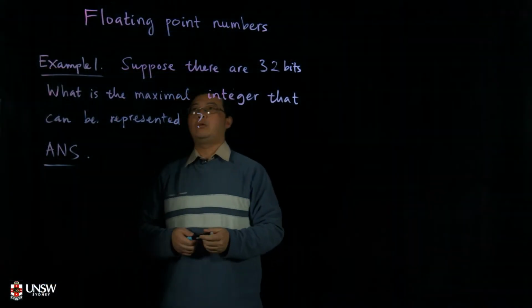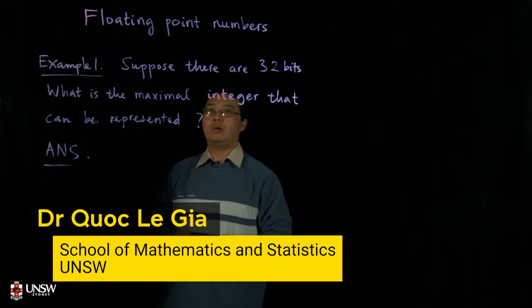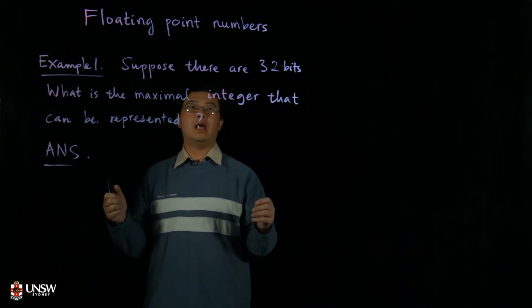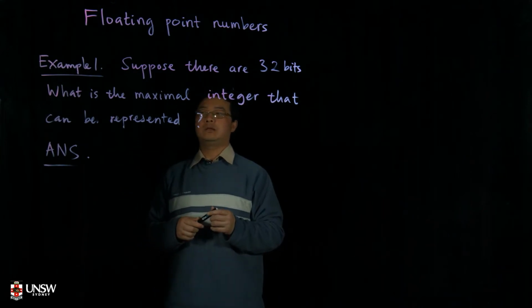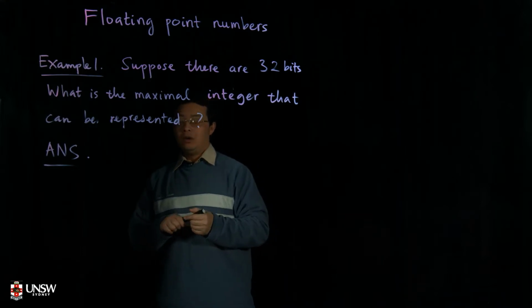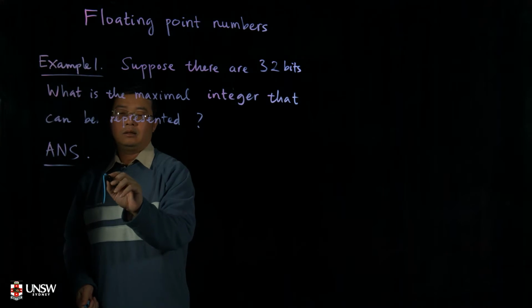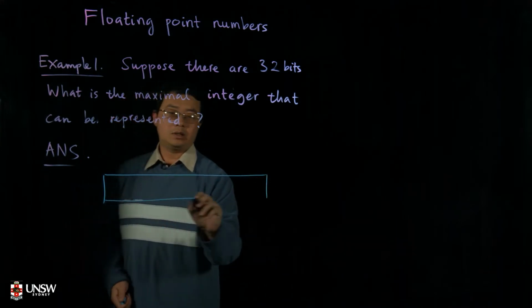Okay, so today we are going to talk about the floating point number system. So we start with example 1, the simplest example. Suppose you have a system that has 32 bits. Then what is the maximal integer that can be represented? So you see, this is the integer. In order to represent the number, you just use 32 bits.